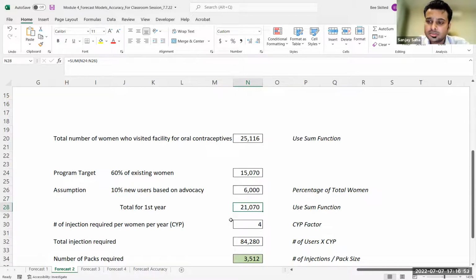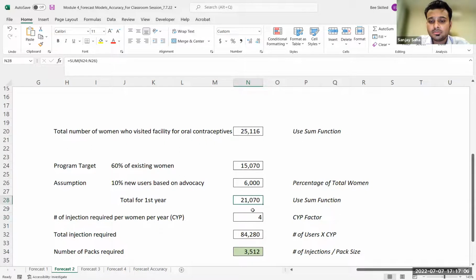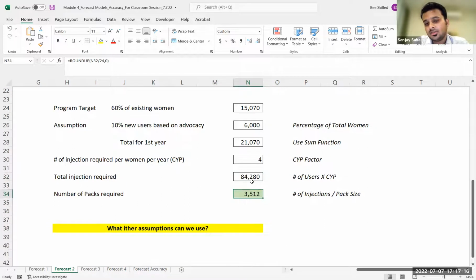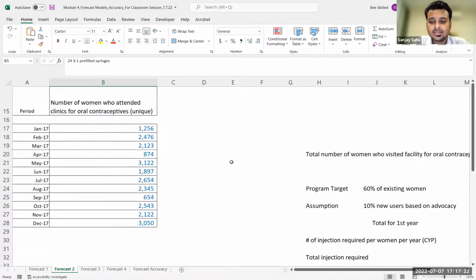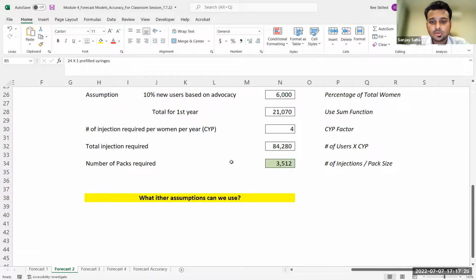Now the key question is, what is the CYP? So how many injections will be needed per woman? That is 4. So if we need 4 injections per woman, in 1 year we will need how many? 21,000 multiplied by 4, which is 84,280 injections. Now, if we have to convert this into packs, we can divide this number by the number of injections per pack, which is 24. If we divide 84,280 by 24, we get 3,512 packs of medroxyprogesterone injections that are required for the first year of operations of this product.